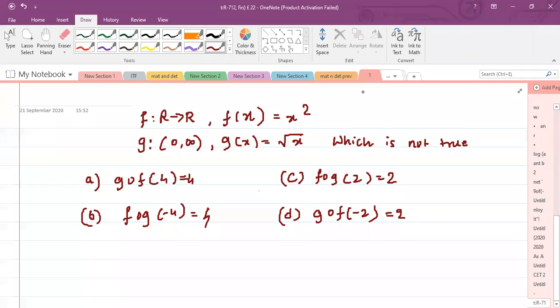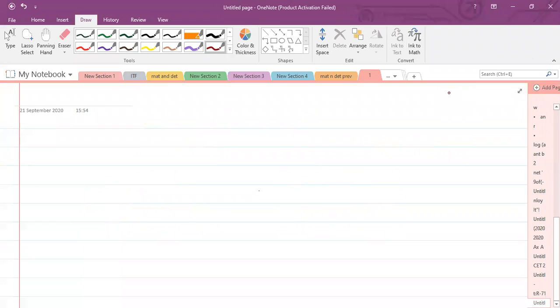Yes, definitely it is option B, because for g function, the input must be between 0 to infinity, but here inside the function g, they have given minus 4 as input, therefore this is not true. Option B it is. Next one.